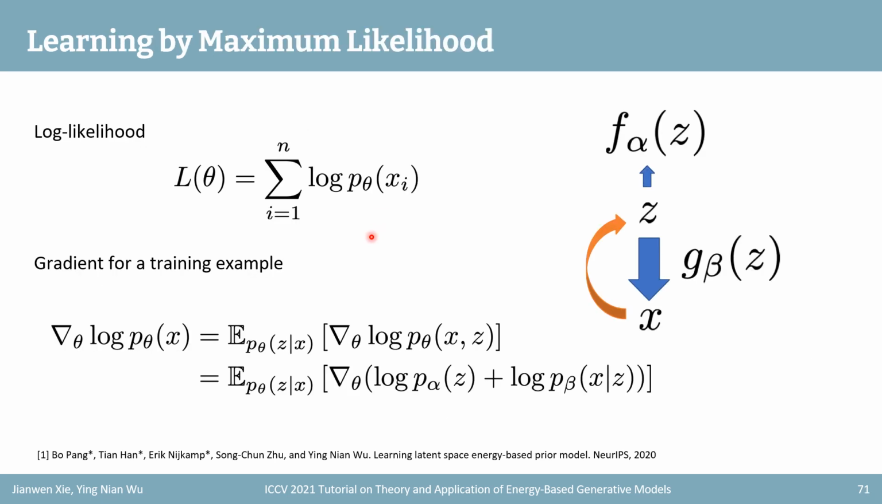We can continue to learn the model by maximum likelihood. So this is actually very similar to what we derived before. The gradient of the log likelihood can be written as the expectation with respect to the posterior distribution of the gradient for the log joint density. And this time, the joint density can be decomposed as the prior and this conditional. Right, the prior is parameterized by alpha, and the conditional is parameterized by beta. Okay, so this gradient follows the same derivations as we did before.